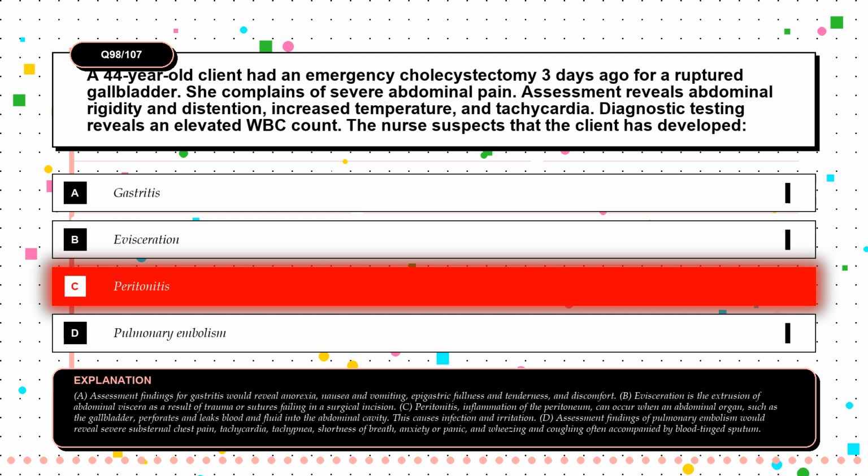D. Assessment findings of pulmonary embolism would reveal severe substernal chest pain, tachycardia, tachypnea, shortness of breath, anxiety or panic, and wheezing and coughing, often accompanied by blood-tinged sputum.